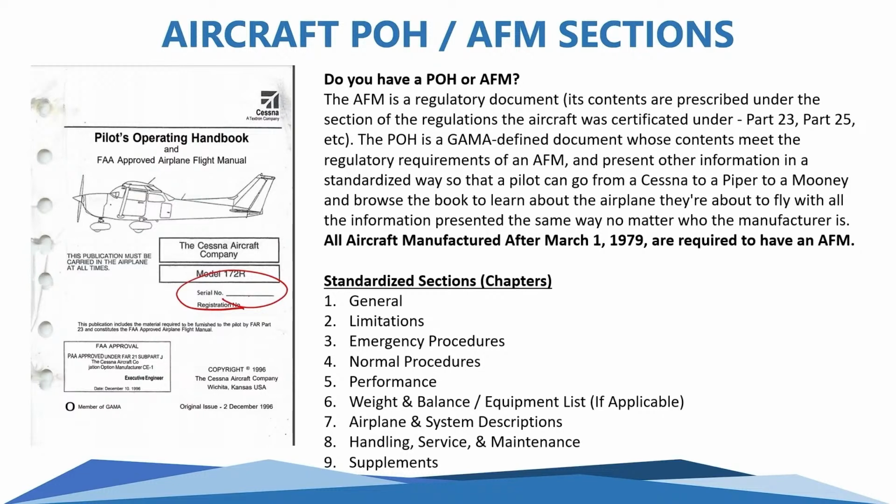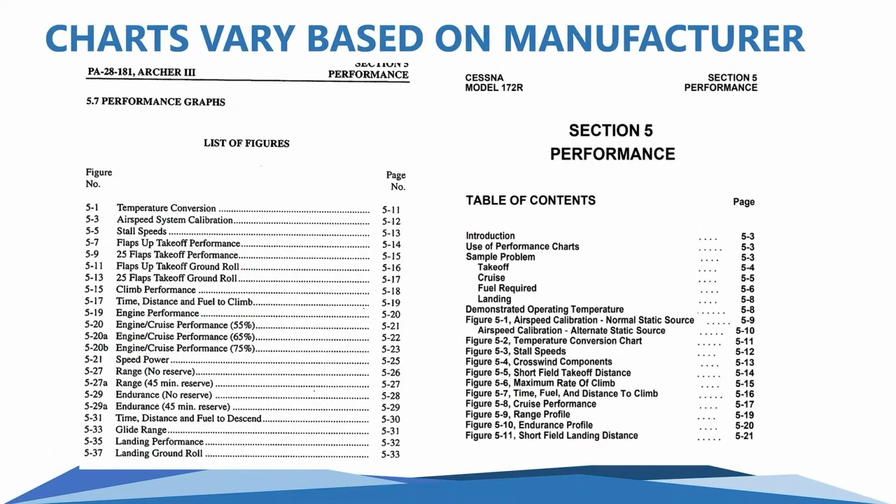So you always want to make sure that no matter what, you understand whether you have a POH or an AFM in the aircraft that you're flying, and then also become familiar with your information. So very simply, this is the difference between a Cessna and a Piper. The Piper is on the left-hand side, and the Cessna is on the right-hand side, and this is section 5.